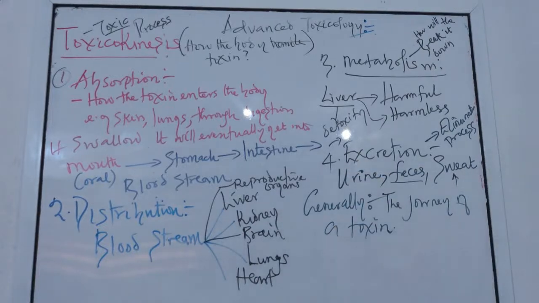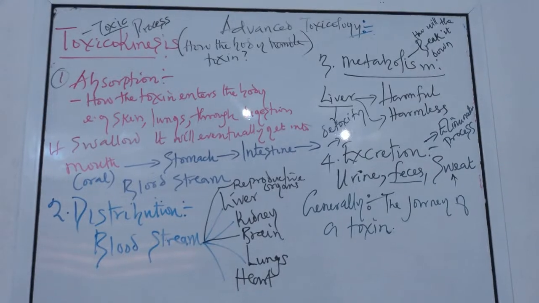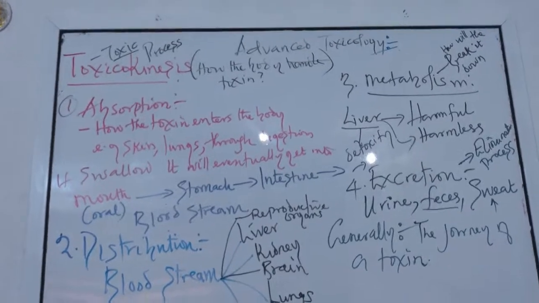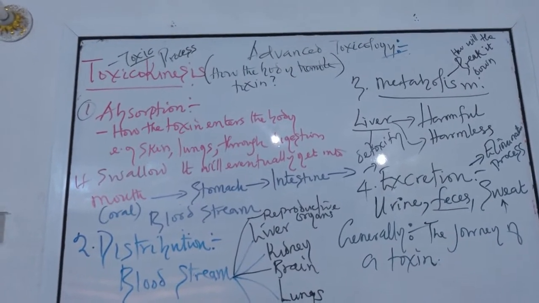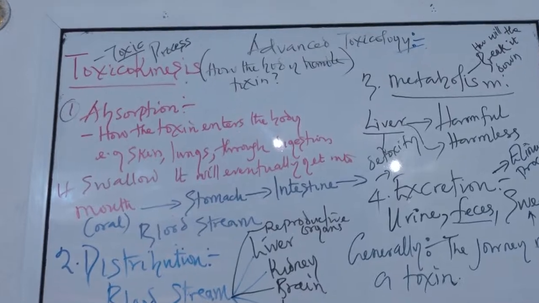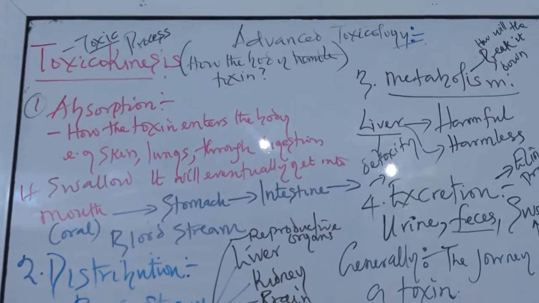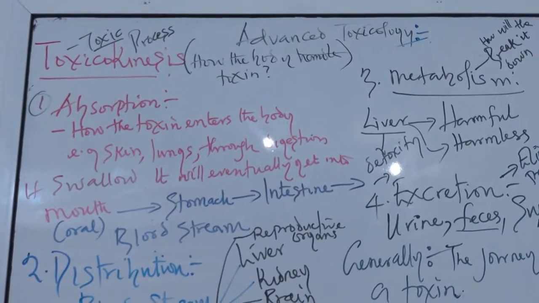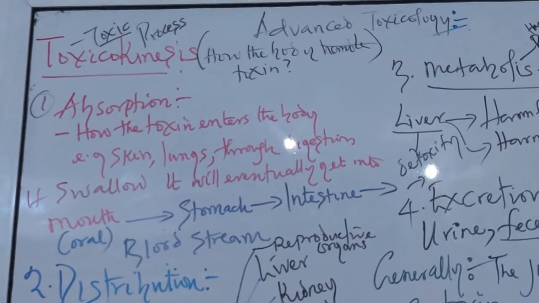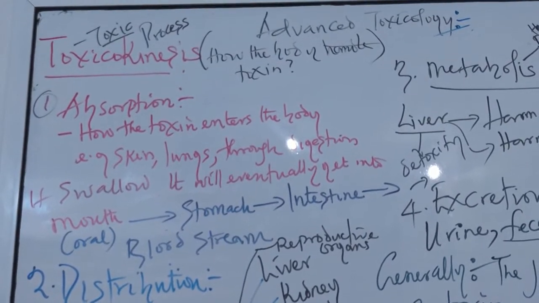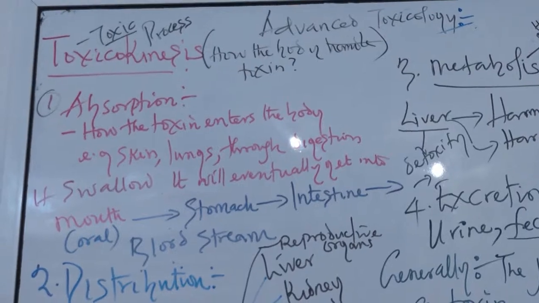Just like you have it on the board, you have it already on the screen. You will see that toxicokinesis is how the body will handle a toxin. It's a process that involves four stages. The first stage is absorption, which is the route of exposure.